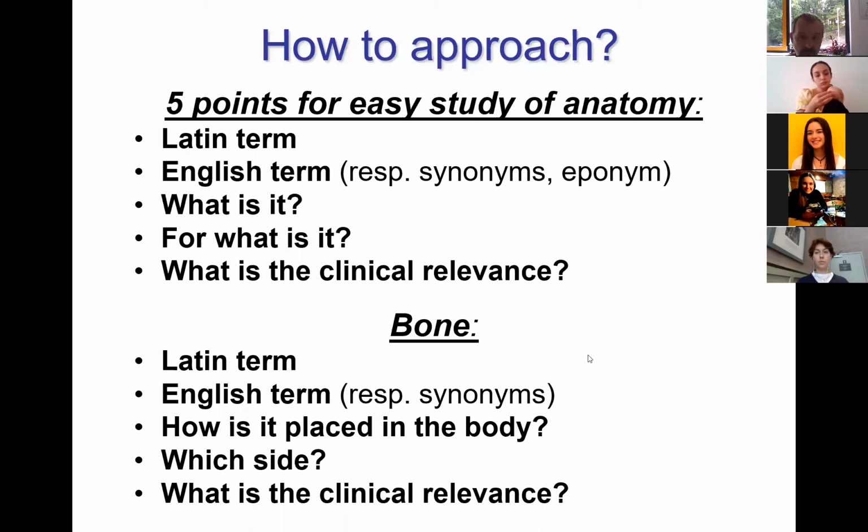So we apply this to bones. When we talk about scapula, Latin term, of course, scapula. English term, shoulder blade. There can be some synonyms. I don't know any synonym for scapula. And then specific questions, how it's placed in the body, which side, and what is the clinical relevance.